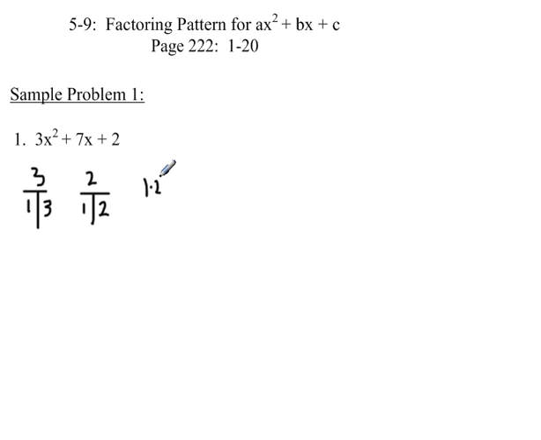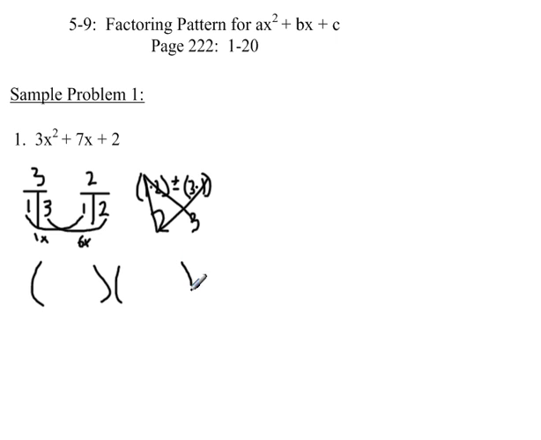If you do 1 times 2 and then 3 times 1, you're going to get 2 and 3, which you've got a difference of 1 and a sum of 5, so that doesn't work. So you're going to work with 3 times 2 and 1 times 1, which would give you a 6x and a 1x. So when you factor that out, you have x and 3x.